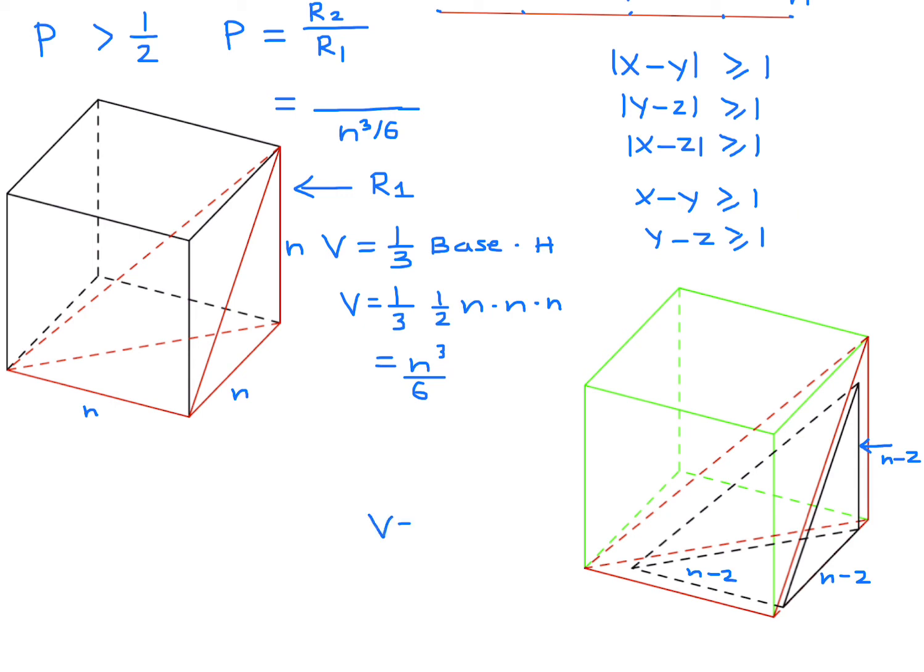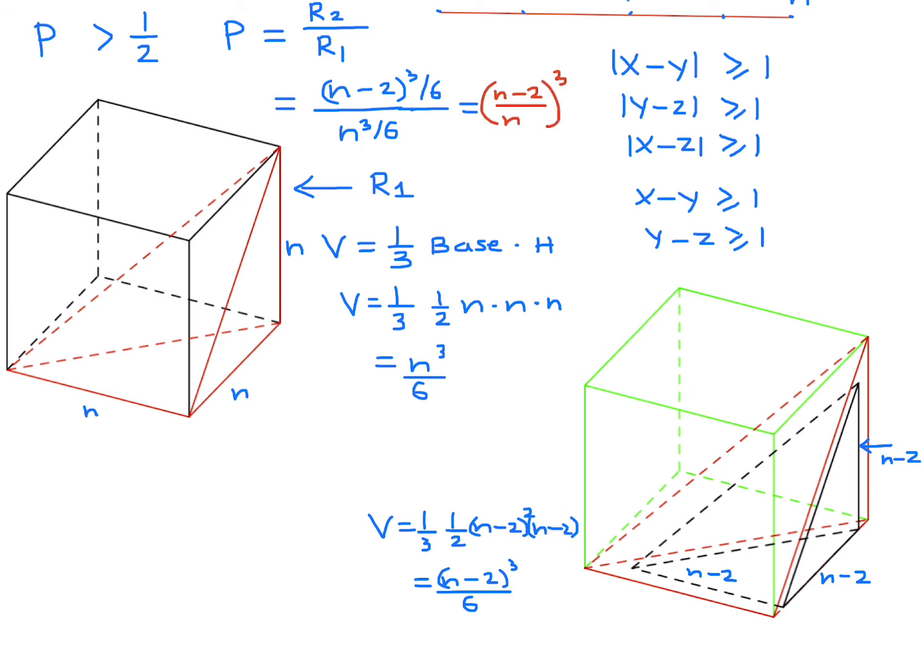So the volume of that tetrahedron is 1/3 times the base, which is 1/2 base times height, which is n minus 2 squared, and then the height, which is n minus 2. So this just becomes n minus 2 all cubed over 6. So that's R2, so we put this over here, n minus 2 cubed all over 6, like that. So if you were to simplify this, this basically simplifies to n minus 2 over n all cubed. And we want this to be greater than 1/2.